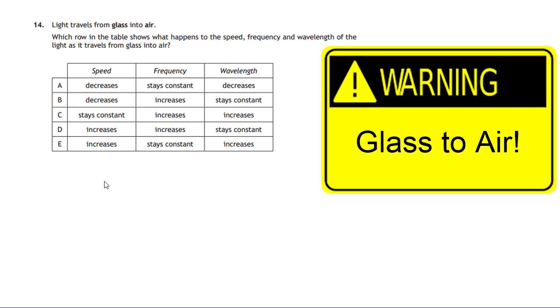So back to it again, we know that the speed certainly increases, and we know that the frequency stays the same, and we know that the wavelength increases. So our answer to this one looks like it's going to be letter E. The speed increases, the wavelength increases, but the frequency always stays constant. So our answer is E for that one.